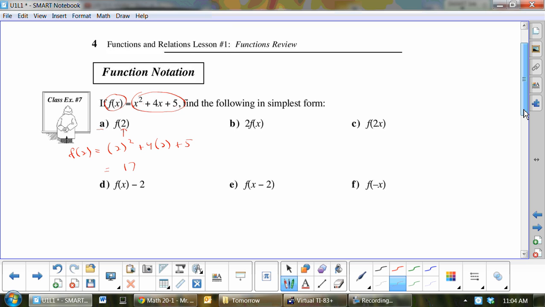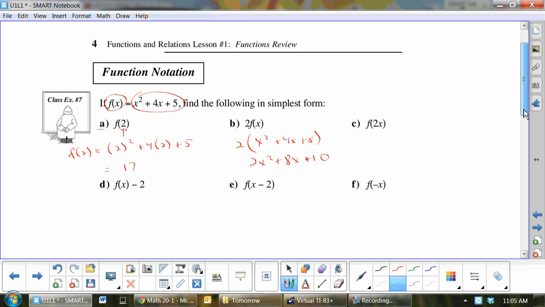So if I put a 2 in front of the f of x, that means I don't want to substitute 2 in. I want to take f of x and multiply it all by 2. So I'm going to take 2 and multiply it by f of x, which is x squared plus 4x plus 5. Does everyone see that? I just took f of x and multiplied it by 2. So that's going to give you 2x squared plus 8x plus 10.